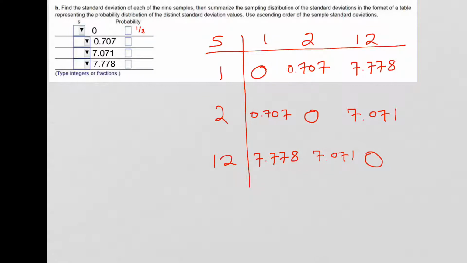And then 0.707 appears 2 times, so that's going to be 2 out of 9, and the other 2 are also 2 out of 9. Okay. If you check that, you add 1/3, 2/9, 2/9, and 2/9, you get 1 or 100% of the values. So that checks out, that's correct. So we've got our probability distribution, and now we're ready for part C.